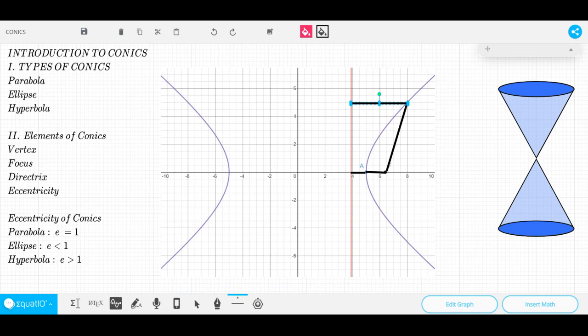So that was basically an introduction to conics, to the types of conics, their elements, and the characteristics of the eccentricity of each type of conic. In another video, we'll discuss the parabola, the ellipse, and the hyperbola in detail. We'll talk about the tangency when it comes to conics. We will talk about finding the focus, finding the directrix ourselves without having it being given, and we'll solve a couple of exercises on this lesson.